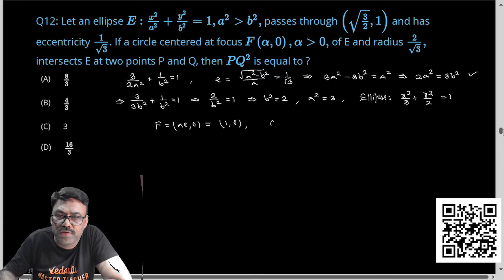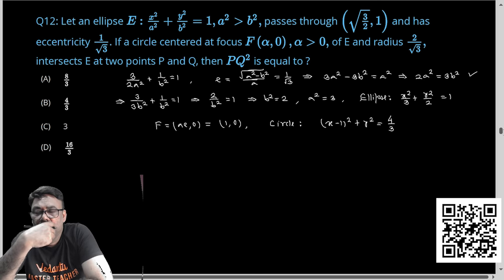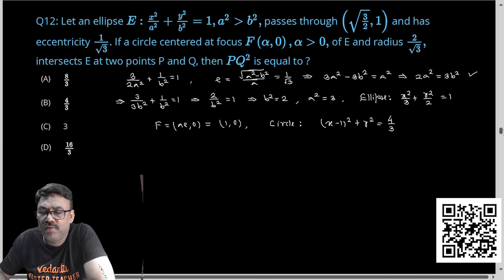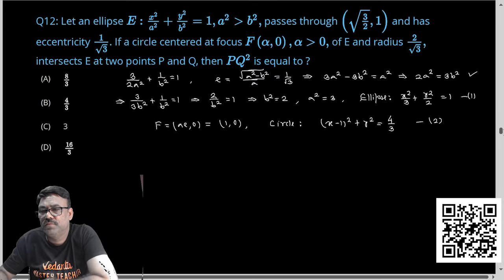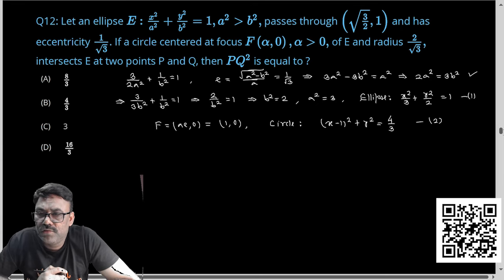So now I can write the equation of the circle. The circle has center at 1 comma 0: x minus 1 whole square plus y minus 0 square. And the radius of this circle is given as 2 by root 3, so it is 4 by 3. This is the circle. Now they are saying that this ellipse and circle intersect at P and Q. So let's solve the equation of the ellipse with the equation of the circle. Means I am solving equations 1 and 2.